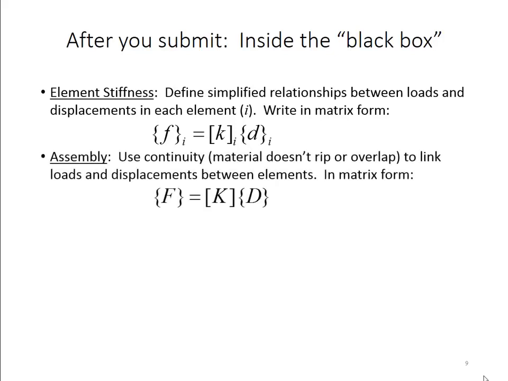Then you apply some conditions, we call them continuity equations, that specify that the material doesn't rip or overlap on itself. These are physical conditions, provided you don't have structural failure, and if we apply them, it allows us to link all of the equations that are in all of the elements. When you link them together, you end up with a single matrix equation, F equals KD. Notice it's all caps now.